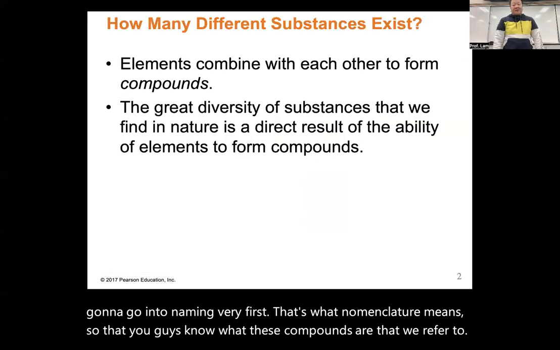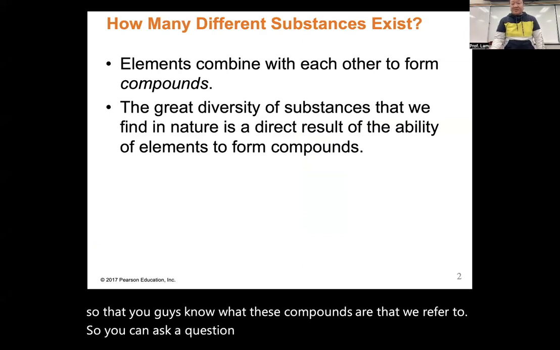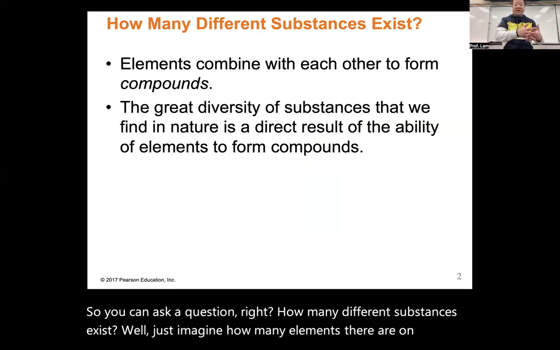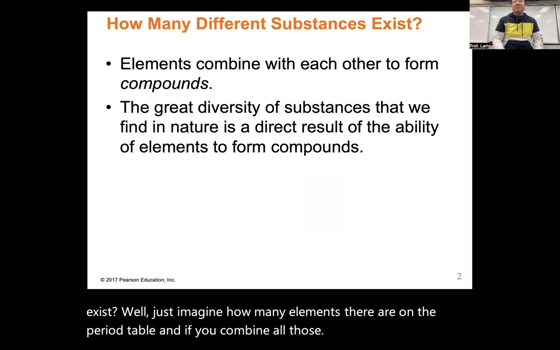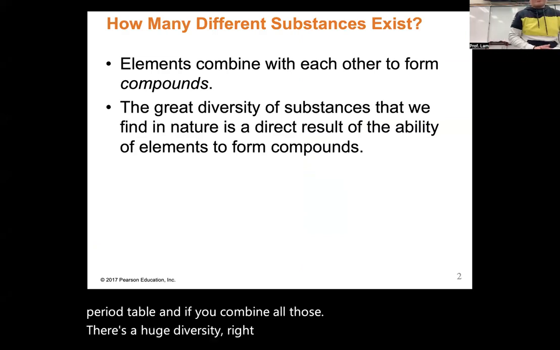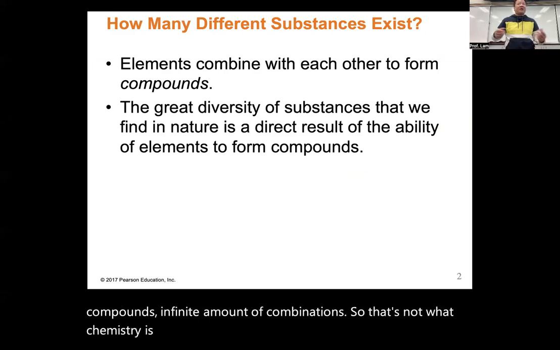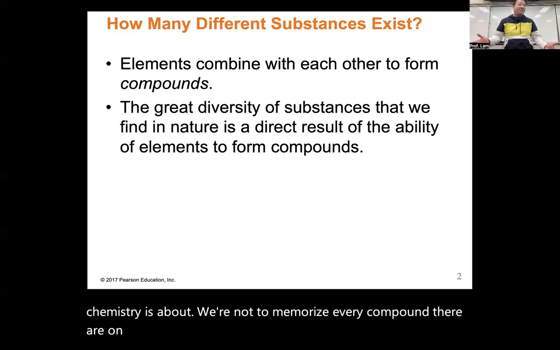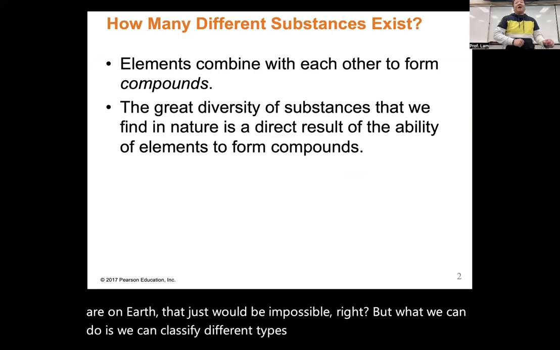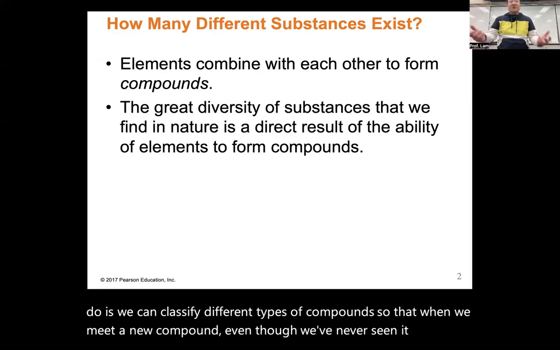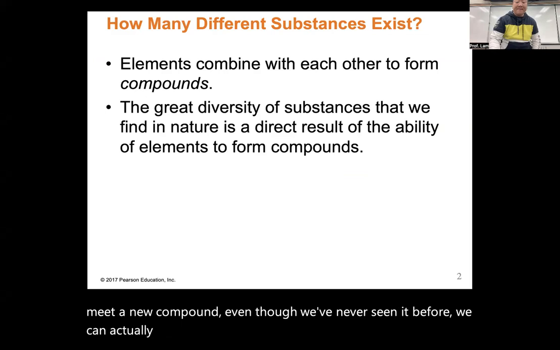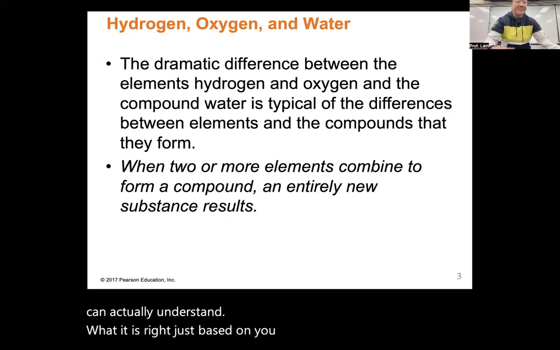So, you can ask the question, right? How many different substances exist? Well, just imagine how many elements there are on the periodic table, and if you combine all those, there's a huge diversity, right? There's a great amount of compounds, infinite amount of combinations. So that's not what chemistry is about. We are not to memorize every compound there are on Earth. That just would be impossible, right? But what we can do is classify different types of compounds so that when we meet a new compound, even though we've never seen it before, we can actually understand what it is, right? Just based on some bonding theories.